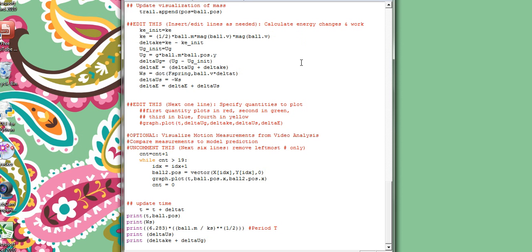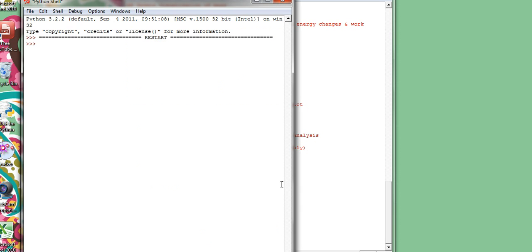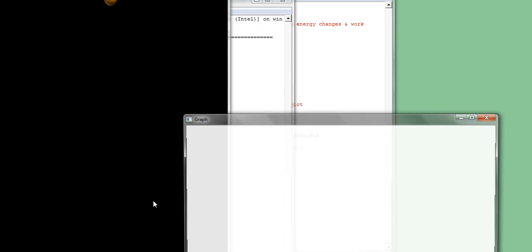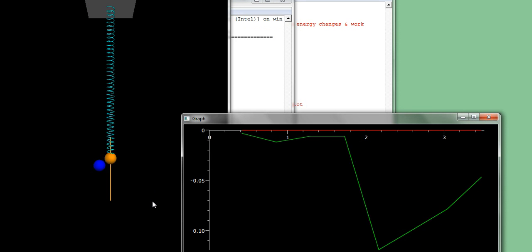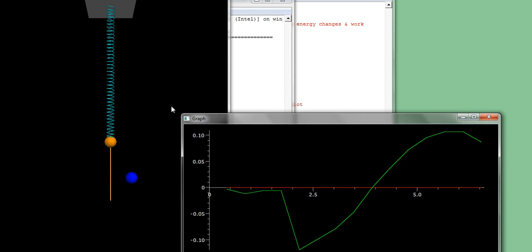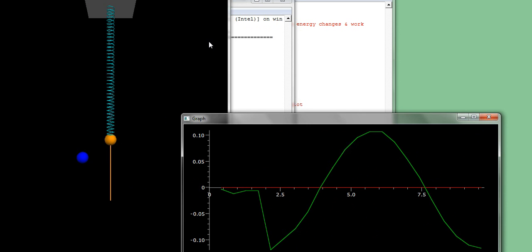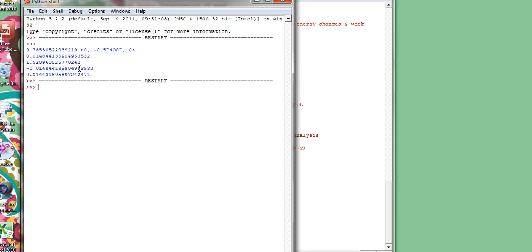Now I'll do the same thing for the x motion, so I change it to the position x. And there you see it's the same motion, just graphed differently. Again, the period was 1.52 seconds.